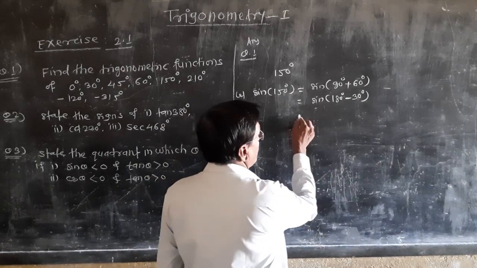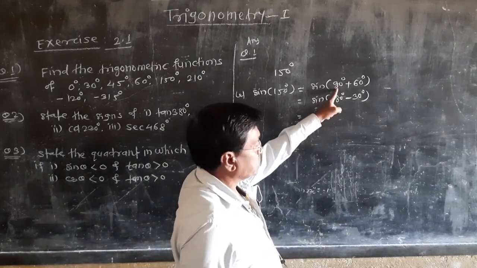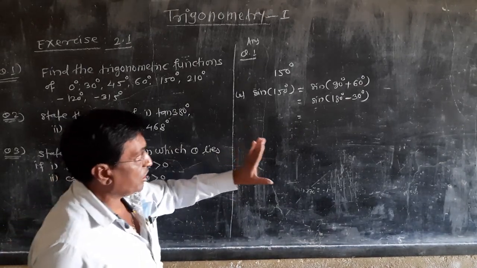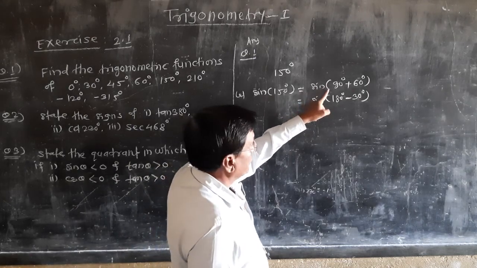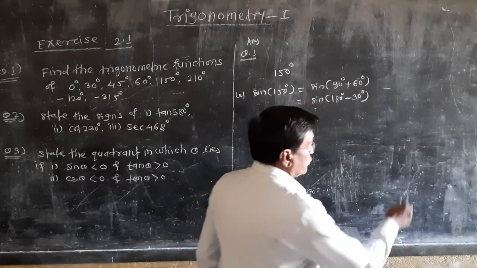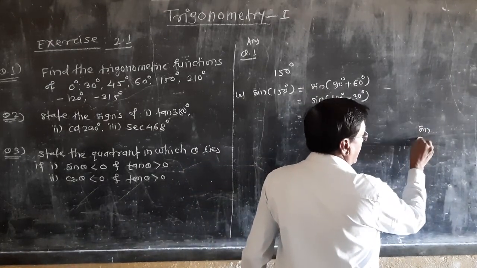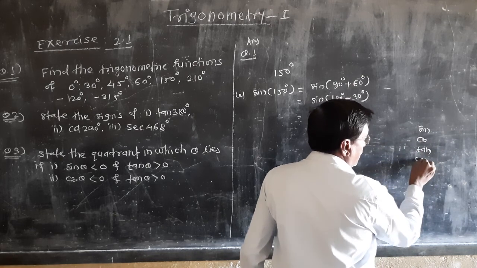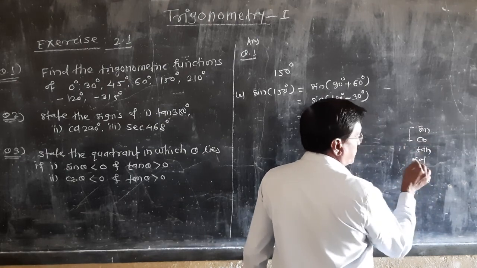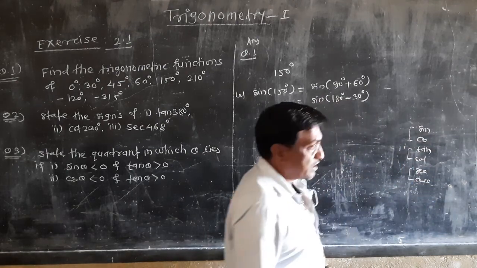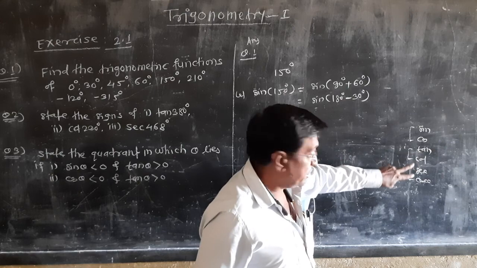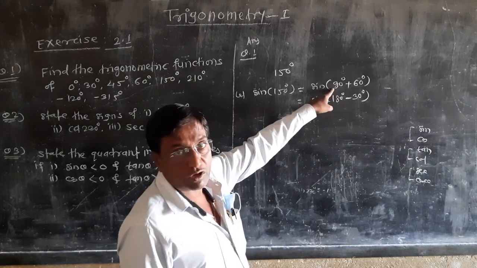But here is one more technique. If the measure is along the y-axis, which means it may be 90 degrees or 270 degrees, then you change the ratio. If the measure is along the x-axis, then you don't change the ratio. How to change the ratio? You know the sequence of the ratios: sine, cos, tan, cot, sec and cosec. So this is the first pair, second pair and third pair. If there is sine, you write cos. If cos, you write sine. That means interchange between them, in each pair, whenever the first measure is along the y-axis.